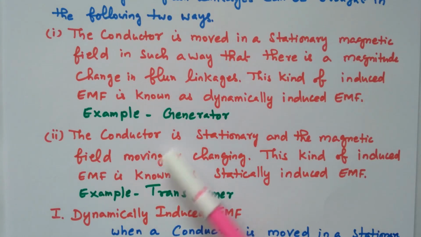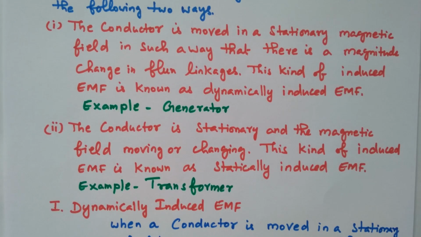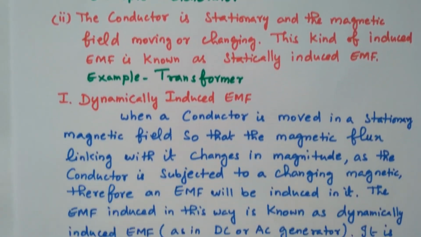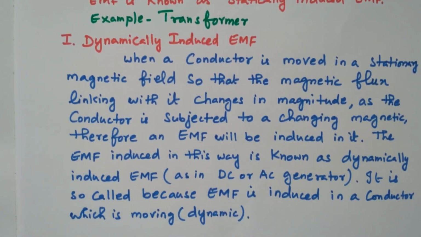The conductor is also stationary, only the magnetic flux is moving from primary coil to secondary coil. There is a flux linkage between primary coil and secondary coil. So due to the stationary conductor, it is termed as a statically induced EMF. Now we will go for the expression of the first case and second case. First we will consider the dynamically induced EMF.